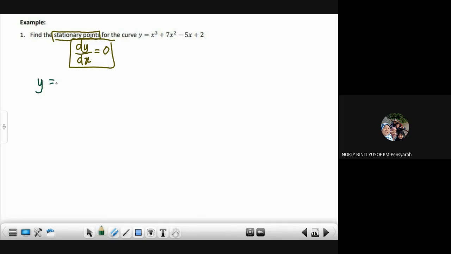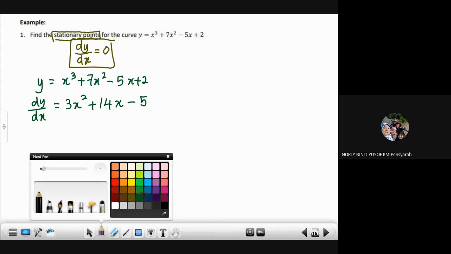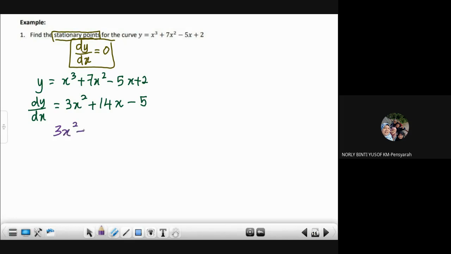So y equals x cubed plus 7x squared minus 5x plus 2. We differentiate first, so we get 3x squared plus 14x minus 5. Negative 5x differentiates to negative 5, because x is to the power 1, so decrease the power to 0, and x to the power 0 gives 1. The constant differentiates to 0. Then you equate the derivative to 0.